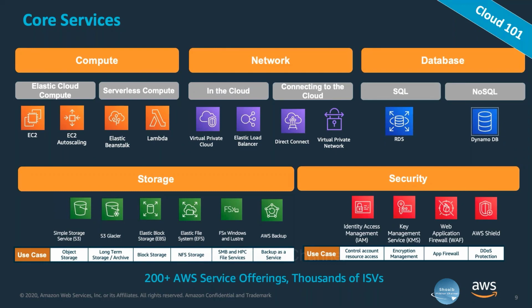S3, object storage, has 6 classes of storage that can meet any cost and availability demand. Elastic Block Store is a drop-in replacement for on-premise block-based volumes, and EFS, called Elastic File Service, is likewise an NFS-compliant POSIX scalable thin provision file system.